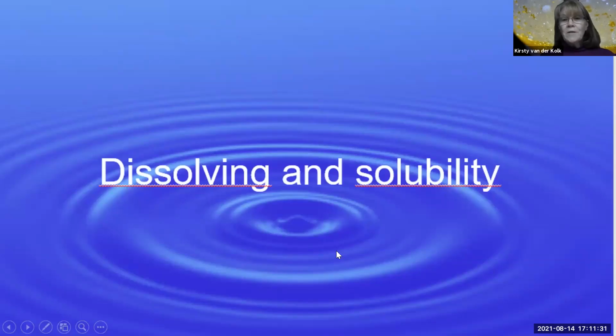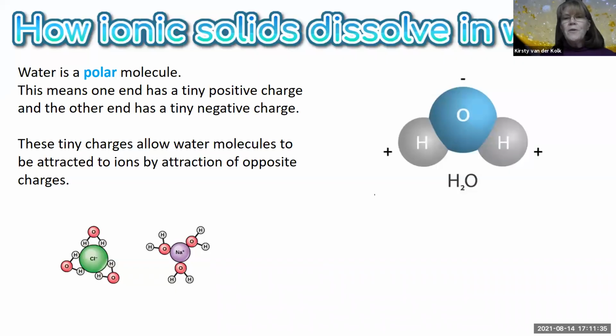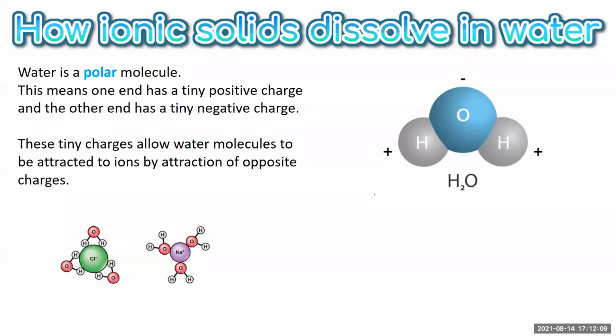Okay, dissolving and solubility. So let's talk first about how ionic solids dissolve in water. Water is a polar molecule, and let's explore what that means. Water is a polar molecule, meaning that it has positive and negative charges in it.